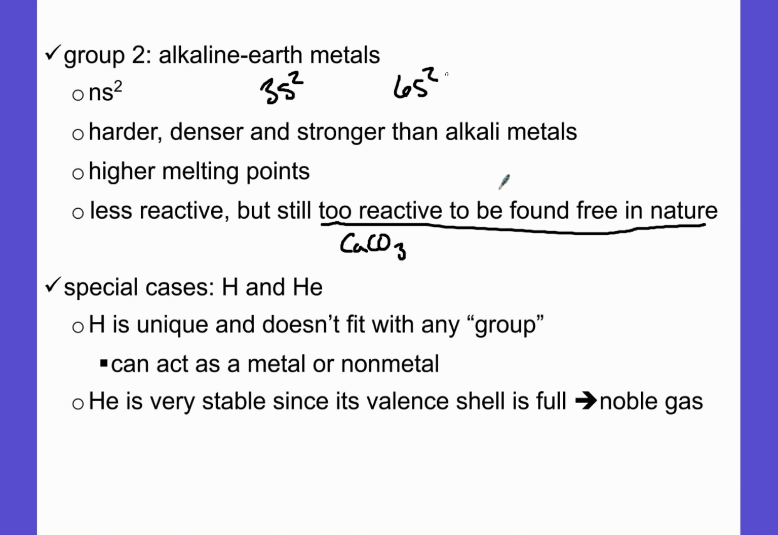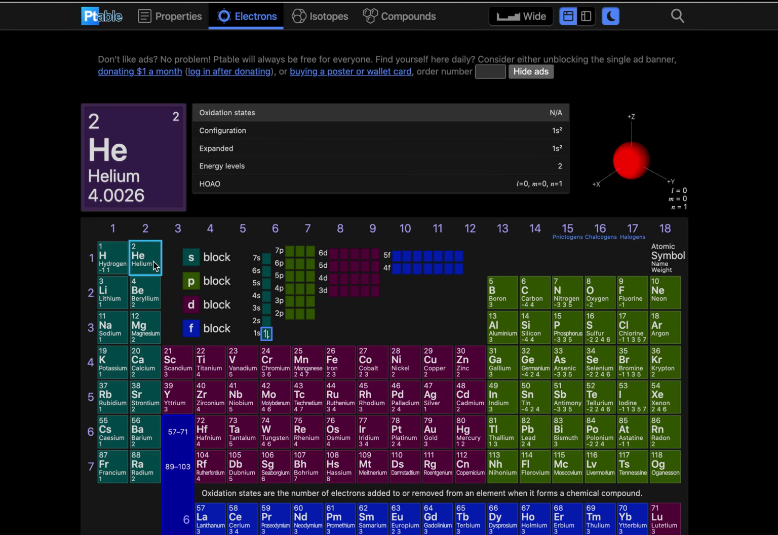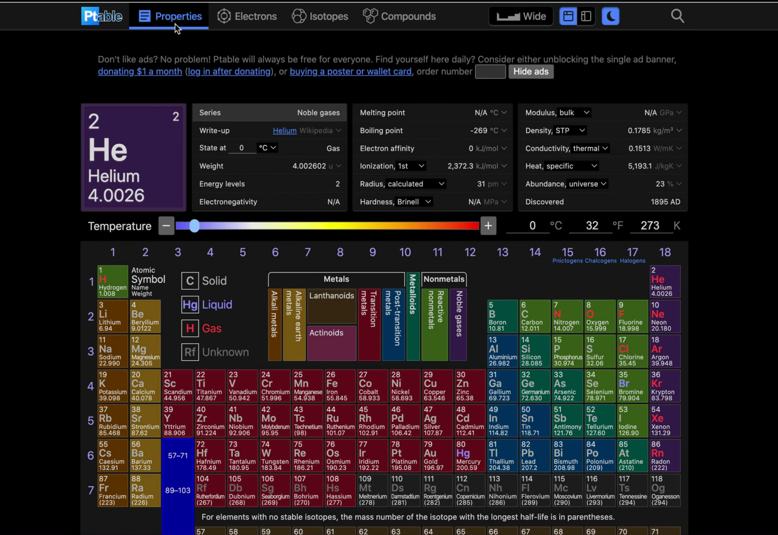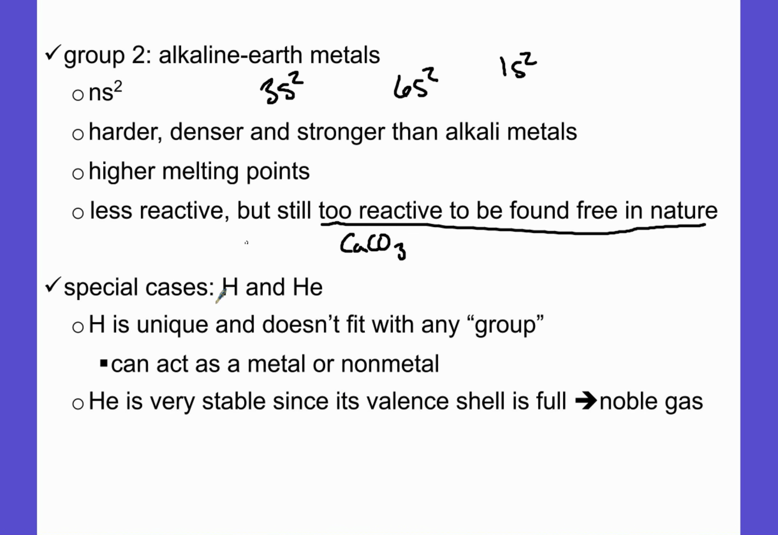So be able to do the same thing we did with group 1 with group 2. If I say 1s2, it can be kind of confusing because there's a hole there, right? But there's a hole there because helium usually isn't at the top of that group. It's usually moved all the way over here to go with the noble gases. If I click on properties, it'll move right back over there, right? But helium technically is 1s2, but as you can see below, helium and hydrogen are kind of their own deal, right?